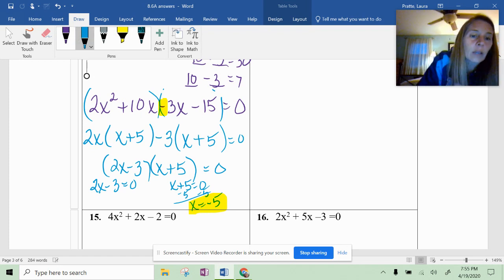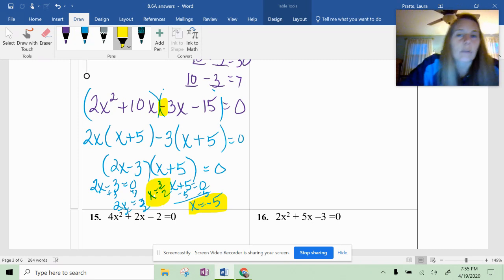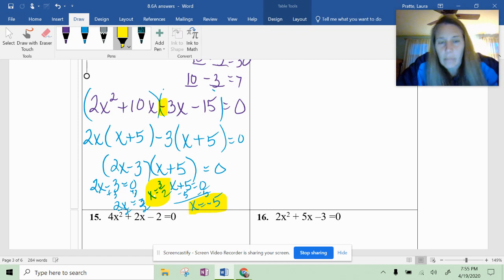Now, when we do the one on the other side, you're going to add the 3. So you have 2x equals 3, then you divide by 2, so you get x equals 3 over 2. If you want to divide it out and write 1.5, that's fine. It's the same thing. And those are your two solutions.